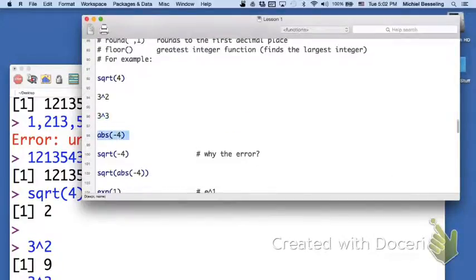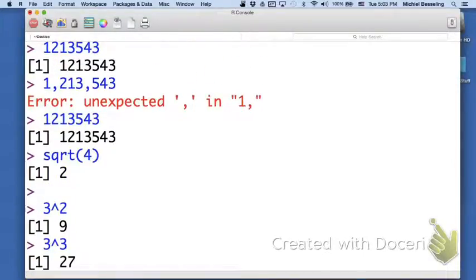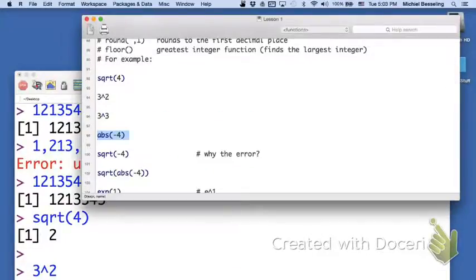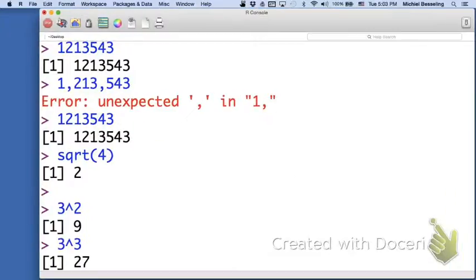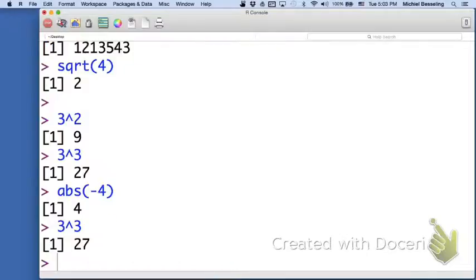How about the absolute value of negative 4? I think I had a freeze there in my recording. I apologize. I'm not sure exactly where I left off. So we were doing 3 to the third power. 3 to the third power should be 3 times 3 times 3. And if I paste that in, I get 27.